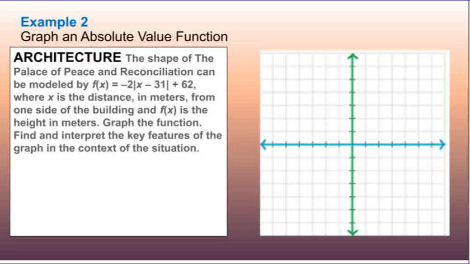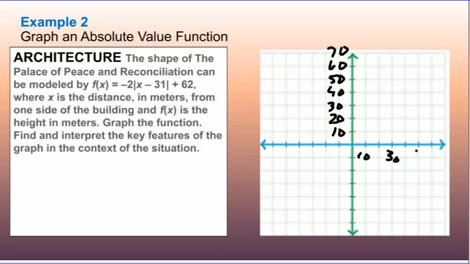First thing I've got to do is just label my axes. Now, since we are dealing with length, we can only use our quadrant 1 because we can use positive numbers. So I'm going to count by tens. So 10, 20, 30, 40, 50, 60, and then this one will be 70. Down here, 10, 20, 30, 40, 50, 60, and then 70. I'm going to create a table of values here.